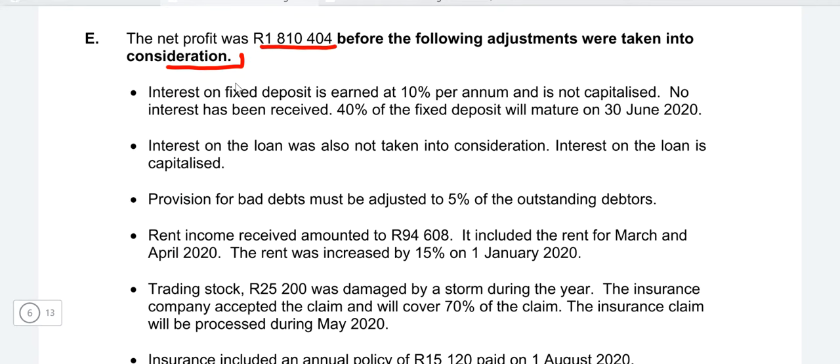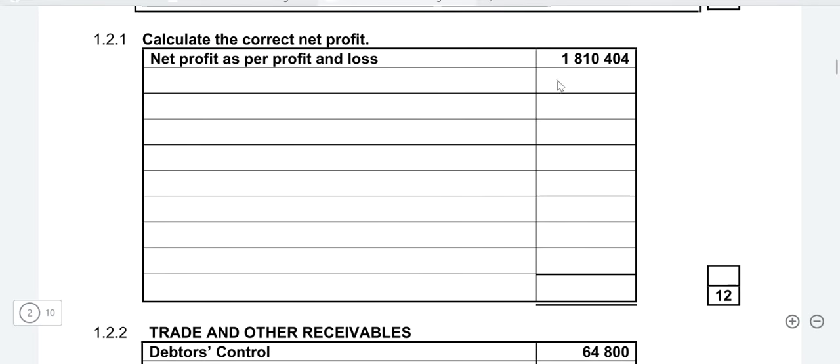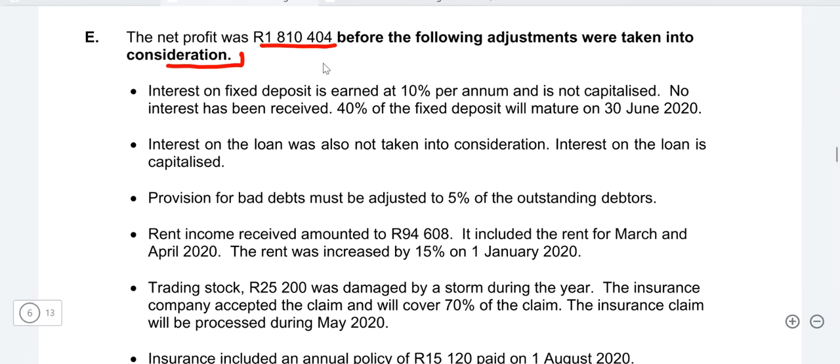You start by it, and then from there you're going to make some corrections after writing it. Okay, now let's check in the answer sheet if it's written for us. They have written it for us, which means that we're just going to go and enter the information from the adjustments. Here they're saying that interest on fixed deposit is earned at 10% per annum and is not capitalized.